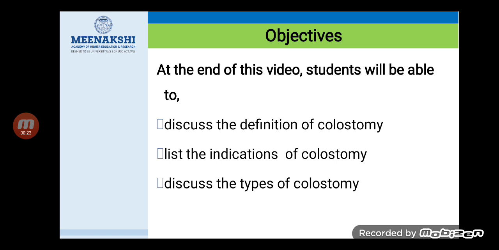The objectives of this video are, at the end of this video, students will be able to discuss the definition of colostomy, list the indications of colostomy, and discuss the types of colostomy.